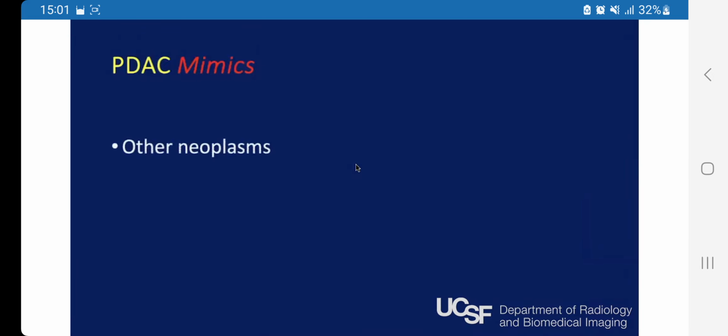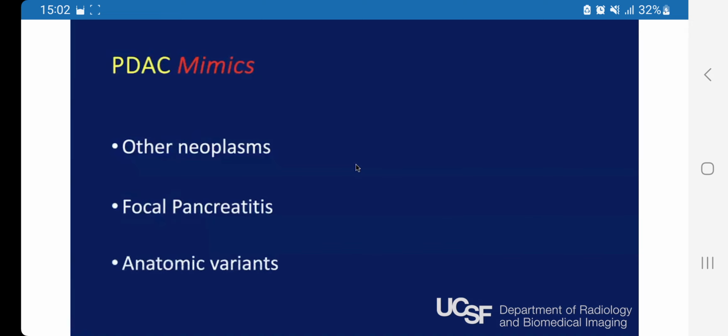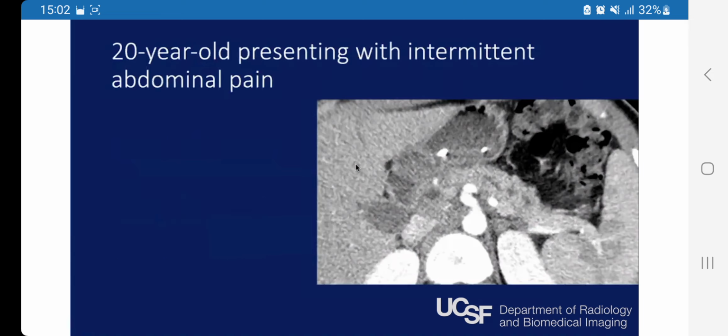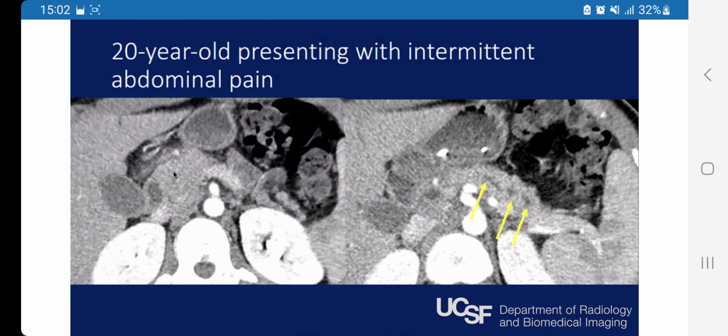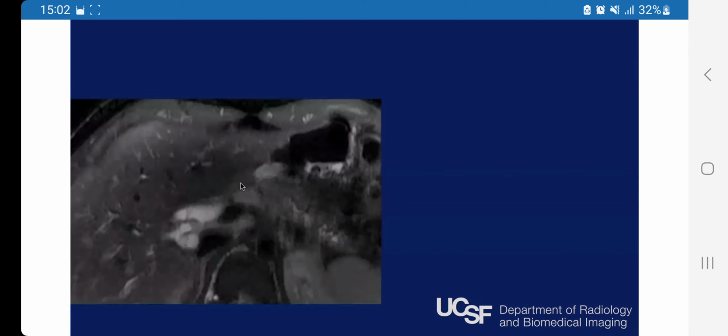So let's talk about some mimics of pancreatic cancer, or PDAC. It could be other tumors or benign entities such as pancreatitis or anatomic variants. Here's an example of a young patient with intermittent abdominal pain. This is a little bit of irregular and dilated ducts, but nothing really significant. And here we see no dilated ducts, maybe a little bit of mass-like enlargement. So it makes us suspicious. We want to do an MRI.